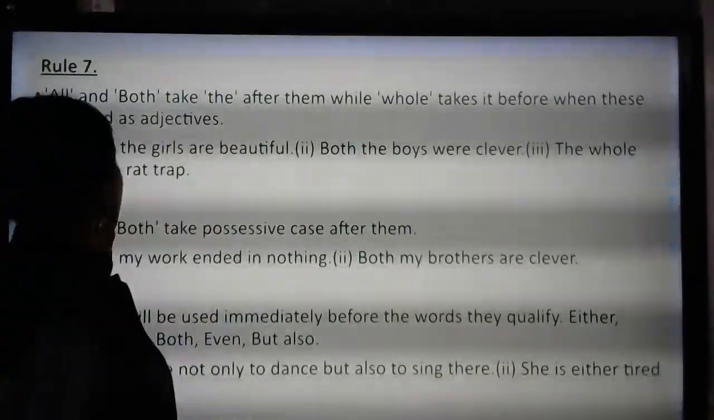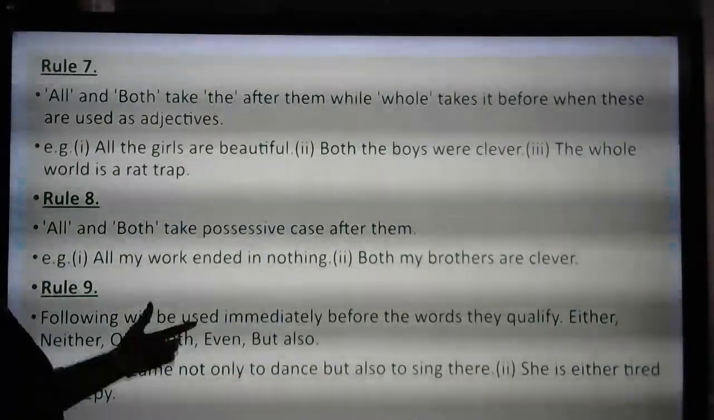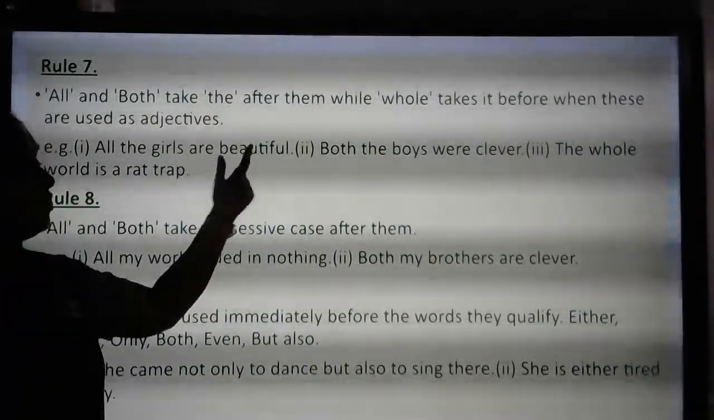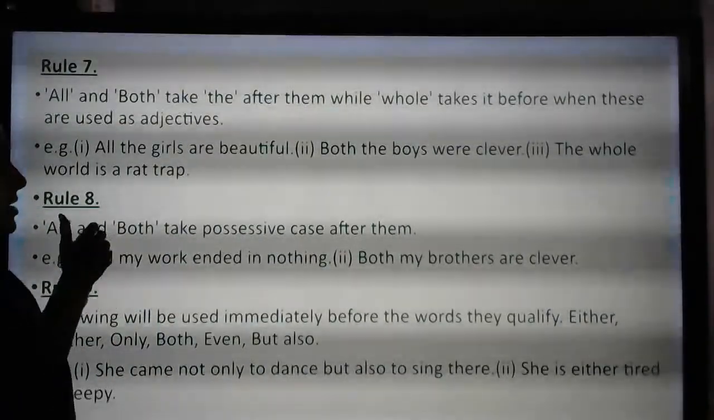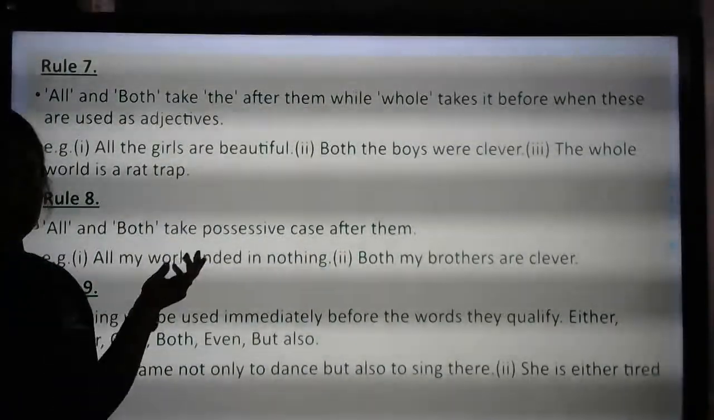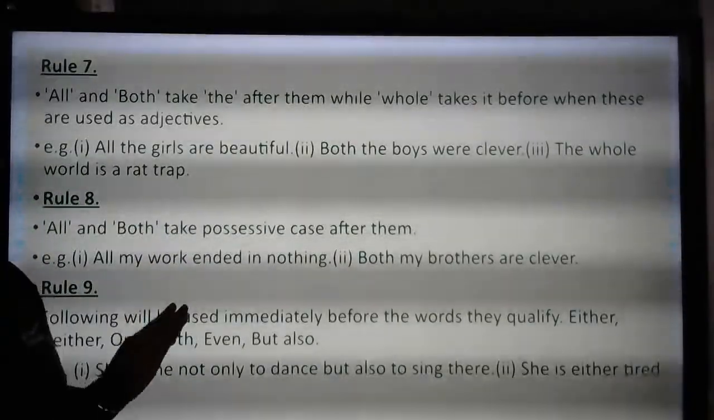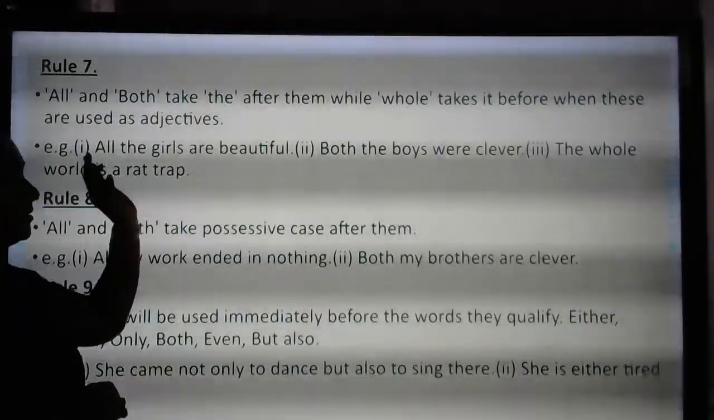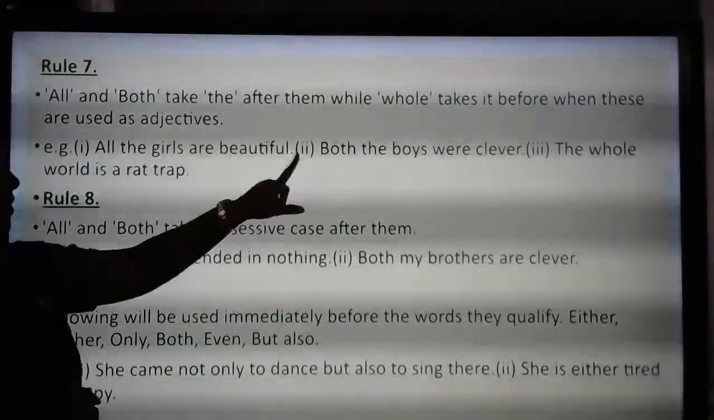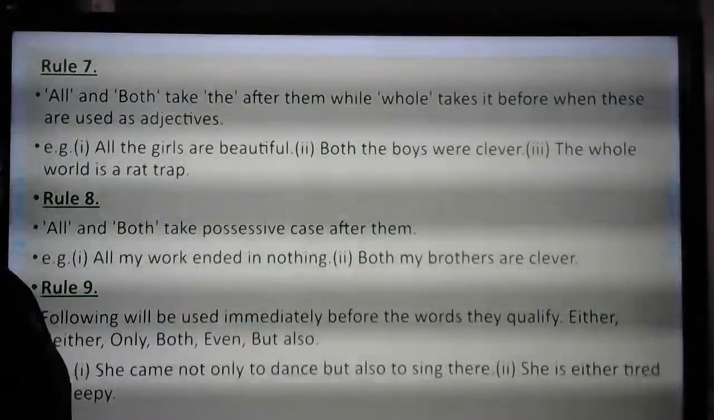The whole world is a rat trap. So that is a proverb, rat trap. So the whole world. We can't say only whole world is a rat trap. So that is wrong. Article must be there. The whole. What you have understood means you are able to observe the before whole and after all and both.